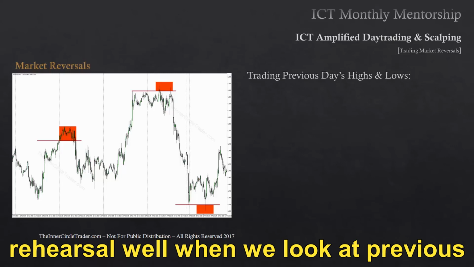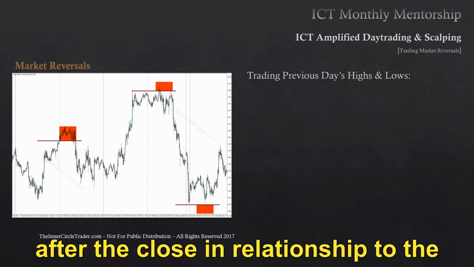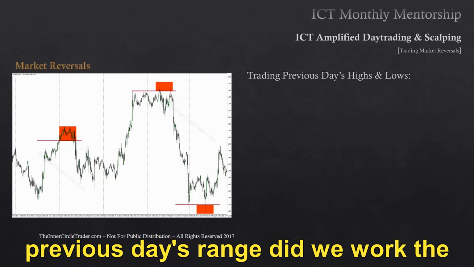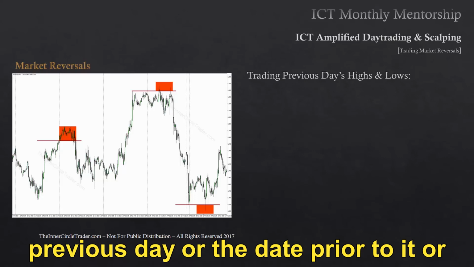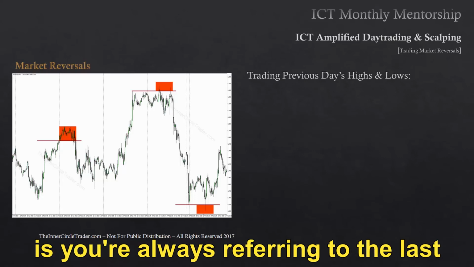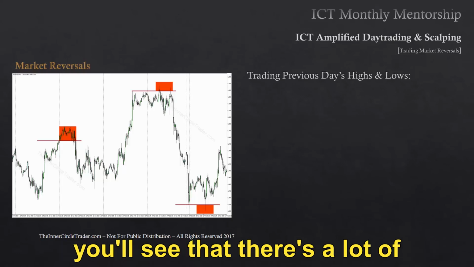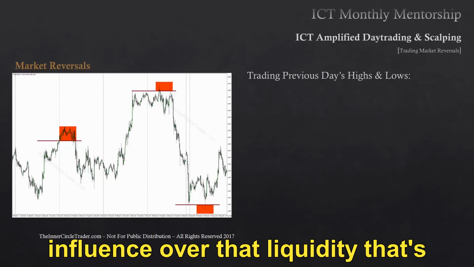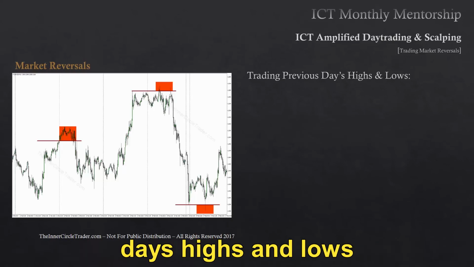Well, when we look at previous day's highs and lows, every single trading day, you should always refer to how price traded today after the close in relationship to the previous day's range. Did we work the daily high or the daily low of the previous day, or the day prior to it, or the day prior to it? So what you're doing is you're always referring to the last 3 days, counting today as one day. You'll see that there's a lot of influence over that liquidity that's resting above or below those respective days' highs and lows.